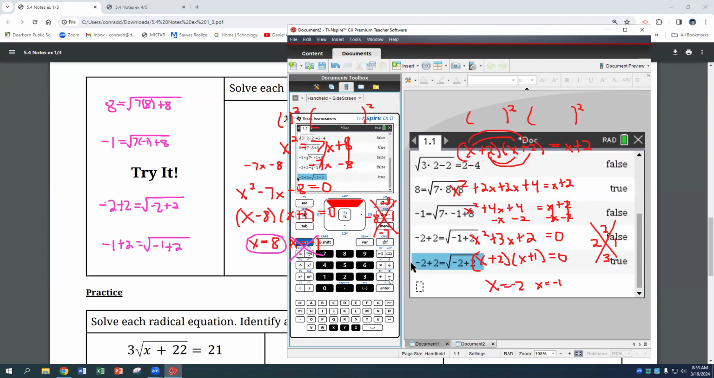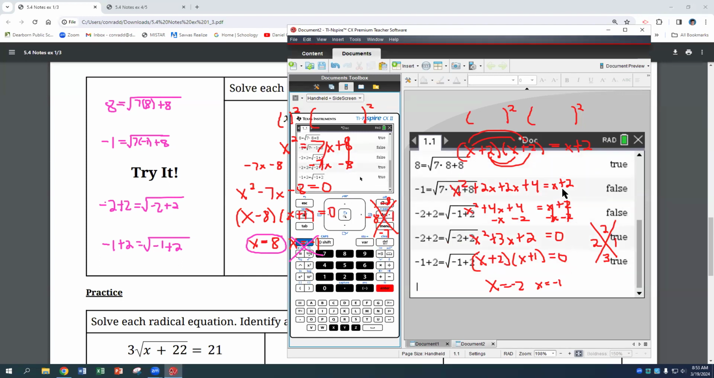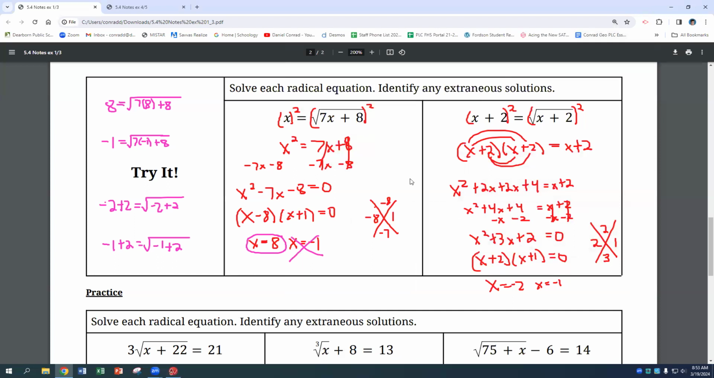Now I can plug in the second one. So I got to change this to a -1. I also have to change this to a -1. And that one is also true. So in this case, both of them are true. So I have two solutions. X equals -2 and X equals -1.